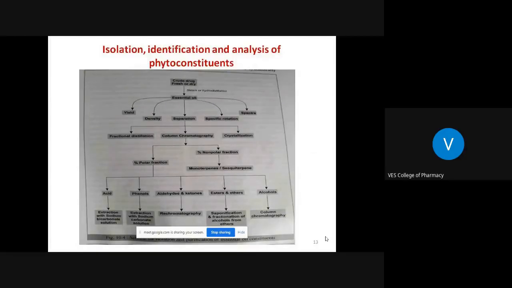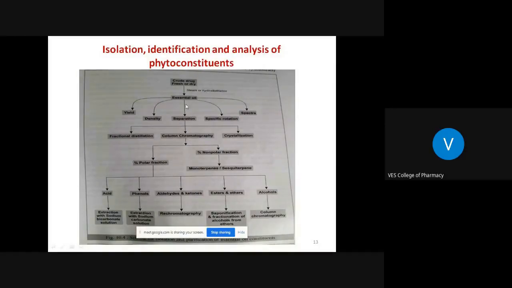Now, this is the schematic representation of isolation and purification of essential oil components. You take any plant material, either the crude drug in the fresh form or in the dry form. You can apply different methods of extraction of volatile oil, that is steam distillation, water and steam distillation, or hydrodistillation, and you can separate and extract the specific phytoconstituent. The parameters used for evaluation of essential oil or volatile oil are the yield of the oil, the density of the oil, the specific rotation, and you can also obtain the spectra of the volatile oil.